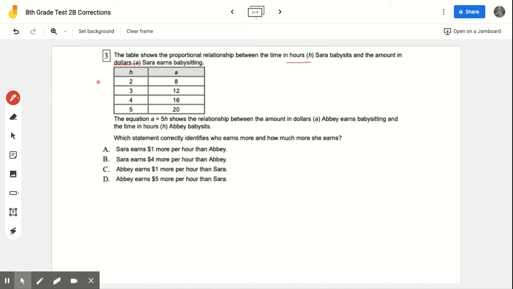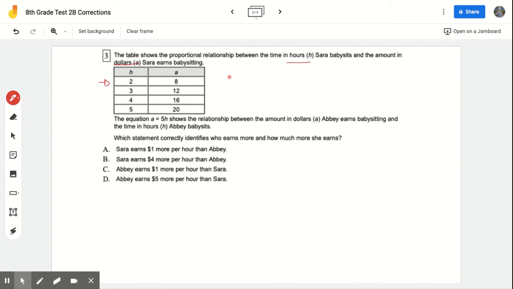So this first row right here, I can see, okay, she makes $8 in 2 hours, $12 in 3 hours, $16 in 4 hours, and $20 in 5. Okay? All right, so let's try and figure out how much money Sarah earns per hour.